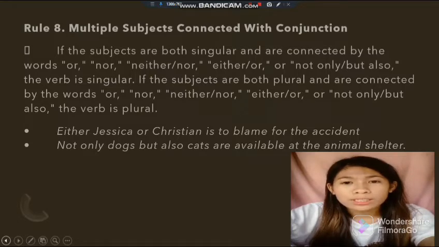Example number 1. Either Jessica or Christian is to blame for the accident. Example number 2. Not only dogs but also cats are available at the animal shelter.